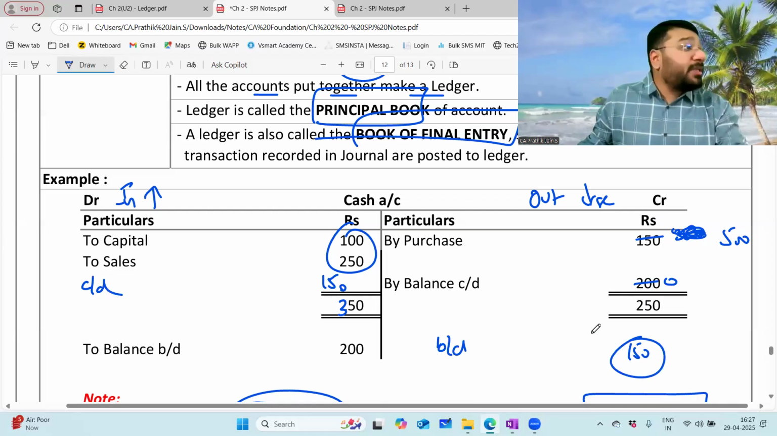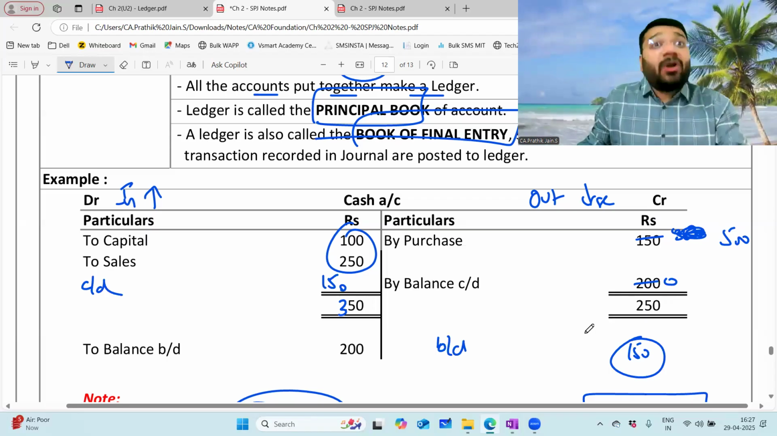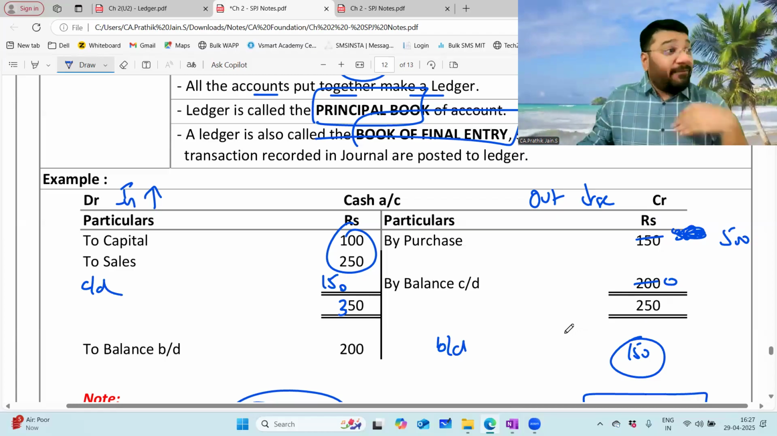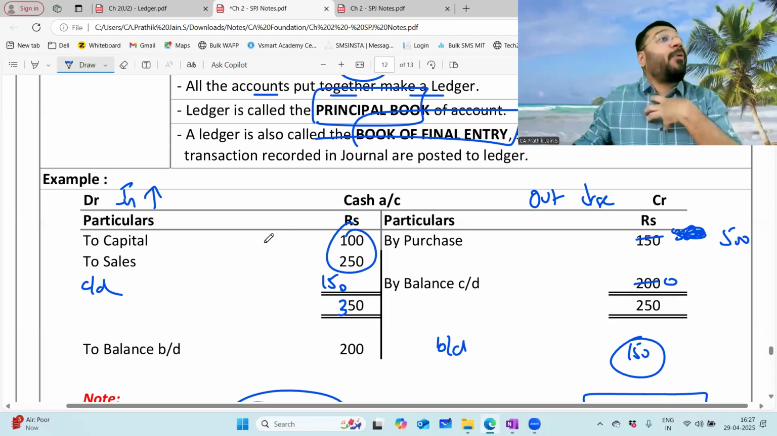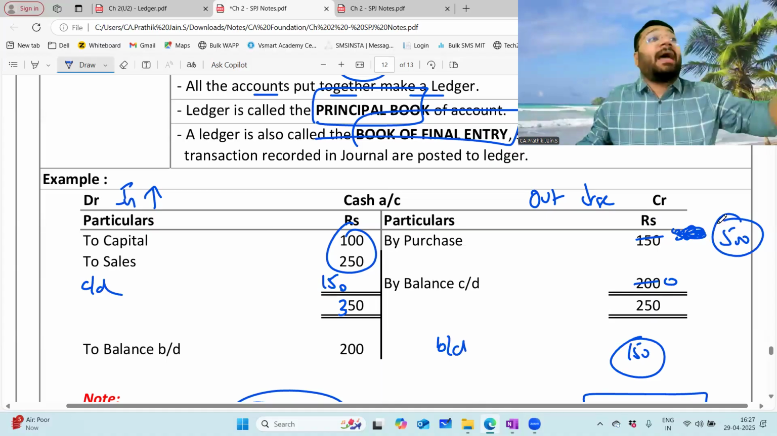Is it ever going to be possible? No. So cash by default is always an asset because it can never have a credit balance. Credit balance means what? I have to pay back. To whom will I pay back this money? Cash is my money. I can withdraw only as much money as I have deposited or have. So I can't withdraw or pay more than what I already have.